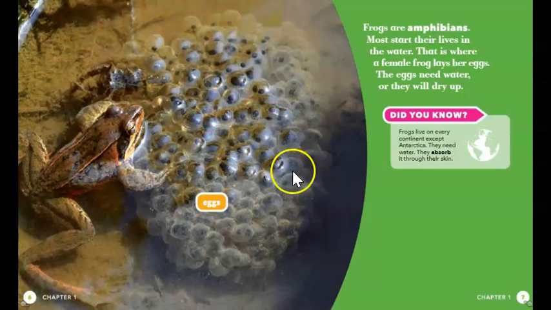Here's some more eggs. Frogs are amphibians. Oh yeah, we learned about amphibians. Most start their lives in the water. That is where a female frog lays her eggs. The eggs need water or they will dry up. Did you know? Frogs live on every continent except Antarctica. They need water. They absorb it through their skin. I wonder why they're not on Antarctica.